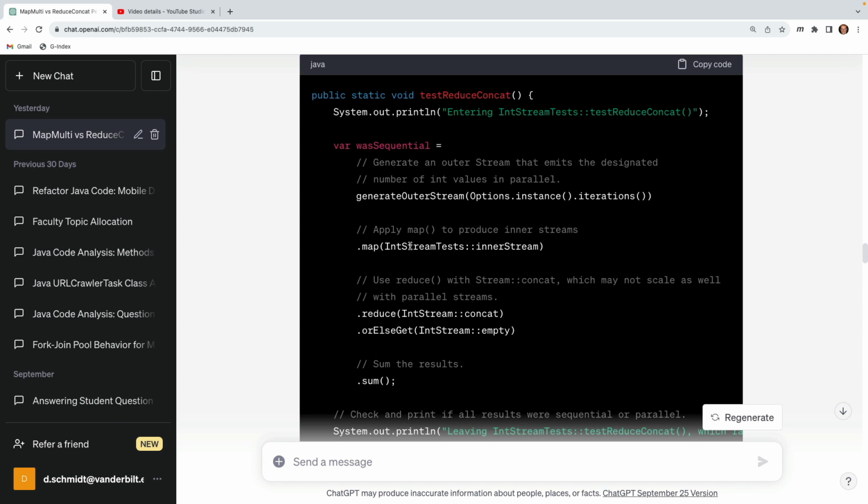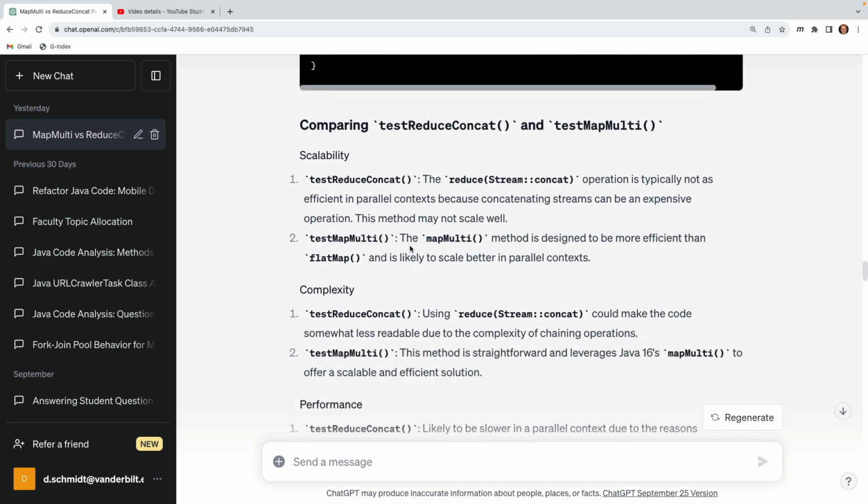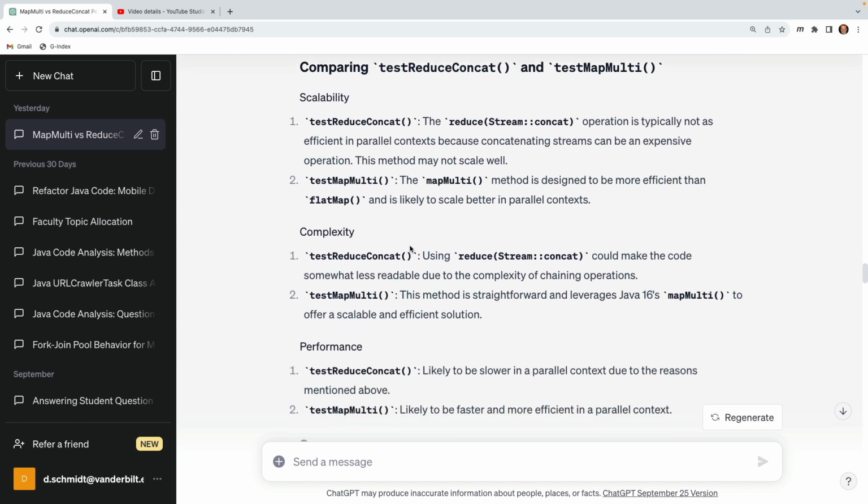So I had not given it testReducedConcat up to this point. It figured out what I was asking. And if you take a look at this code, this is pretty much exactly the code that I have that does this. So it generates the outer stream. It goes ahead and uses the inner stream with map, and then it reduces it, and it uses orElse get. So ChatGPT was smart enough to figure out my prompt, what I really was trying to get at, which was this, but I had forgotten to give it the code, and it was able to infer that from the context of my prompt. I think I'll take credit for giving it a good prompt to allow it to do that.